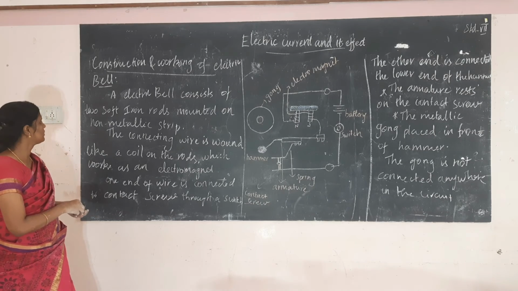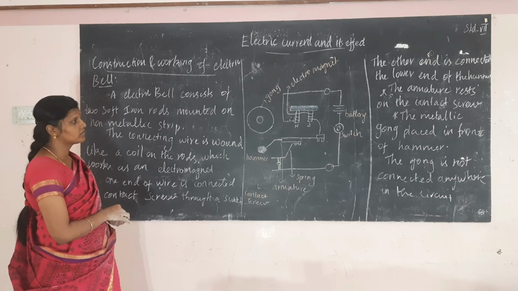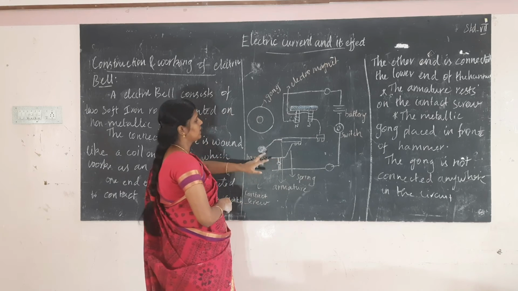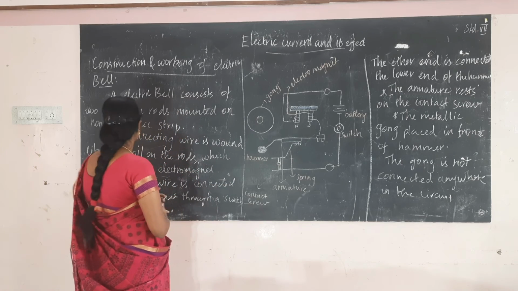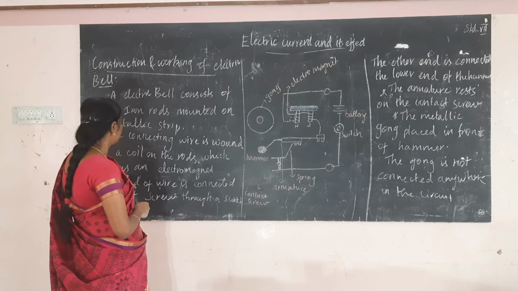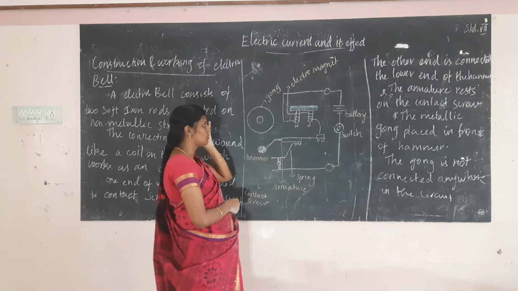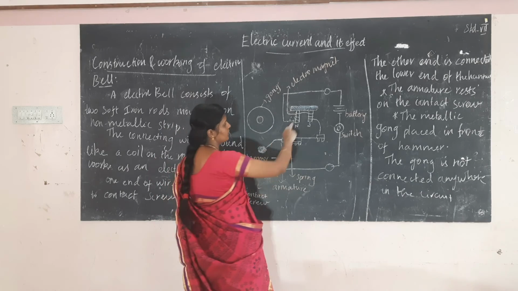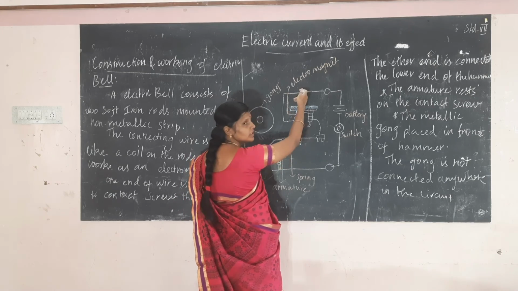The electric bell consists of two soft iron rods mounted on a non-metallic strip. This is the pictorial diagram and this is the circuit of the electric bell. The connecting wire is wound like a coil on the soft iron rods, so it acts as an electromagnet.